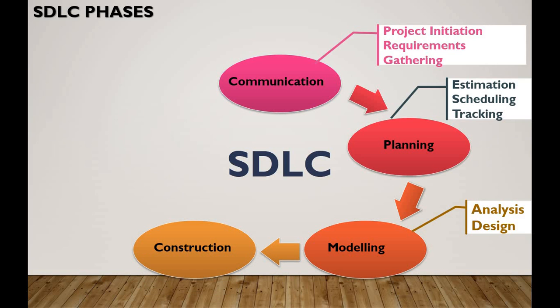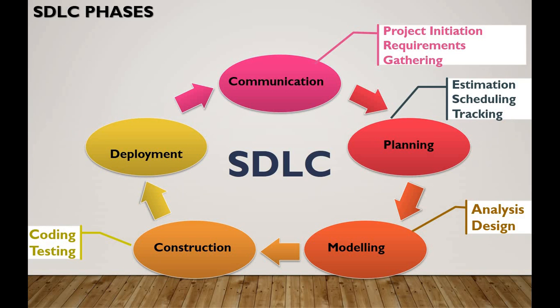After modeling, the construction phase comes. In construction, coding, or we can say main programming, is done. After programming, testing is done on our coded software, or we can say our code. Unit testing can be done on some units that we have already developed. So this is the construction phase. After it, the next phase is deployment.